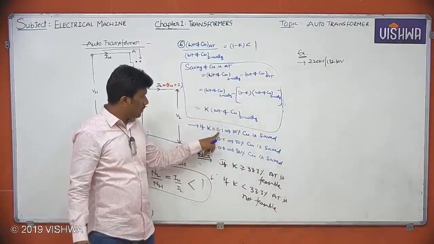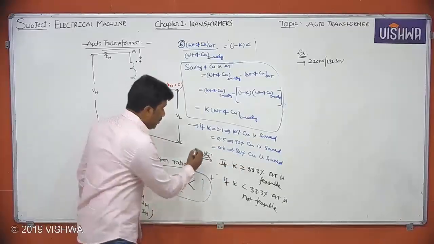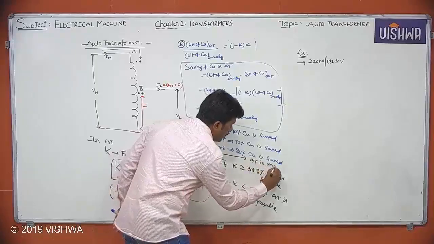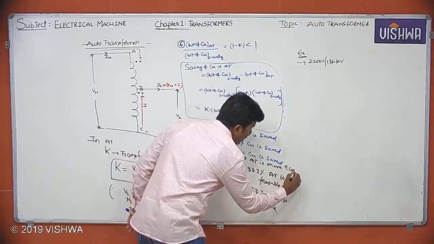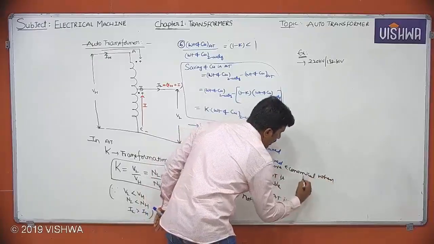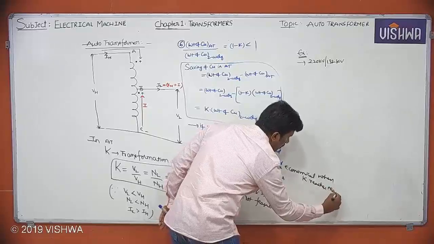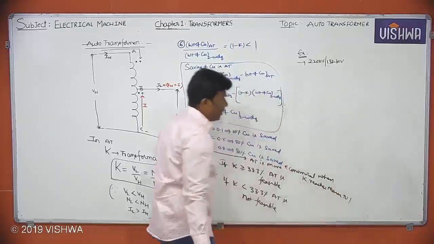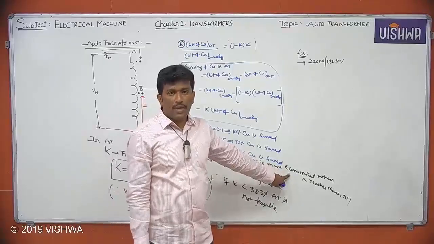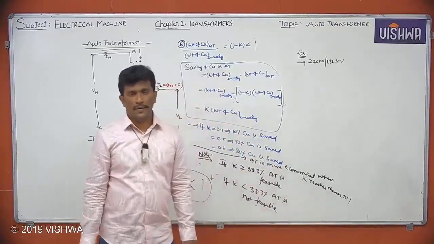I can give a note here. If k is 0.1, 10% copper saved. At 0.8, 80% copper saved. That means auto transformer is more economical when the transformation ratio k approaches, or reaches nearer to, unity.